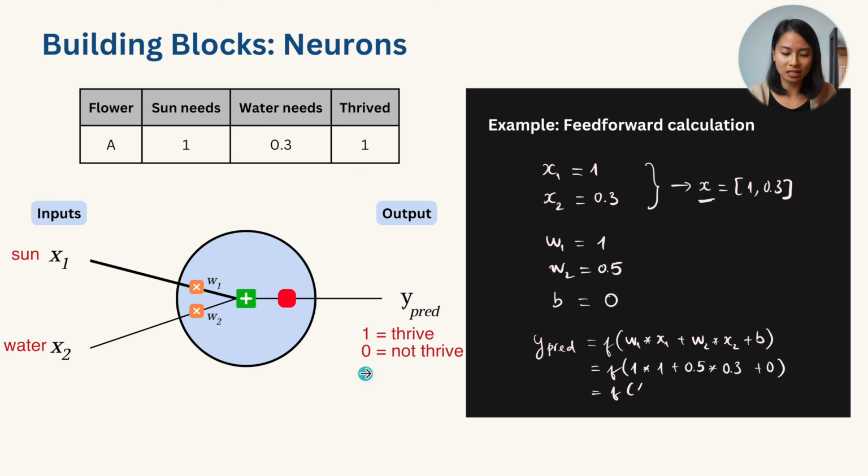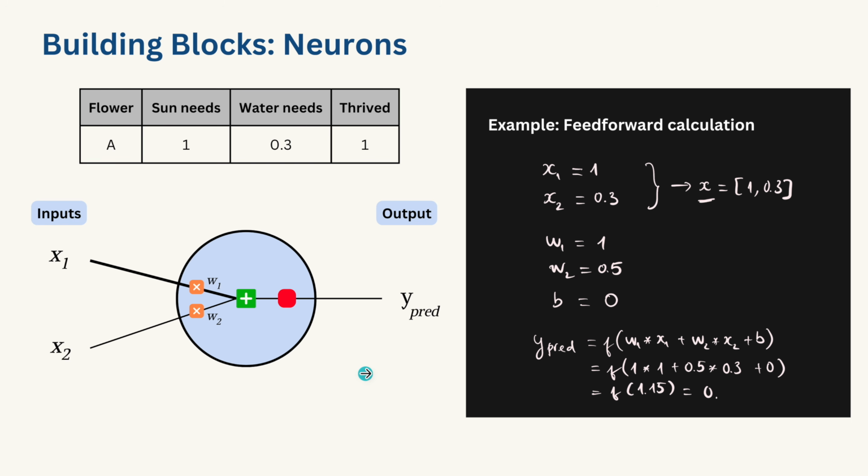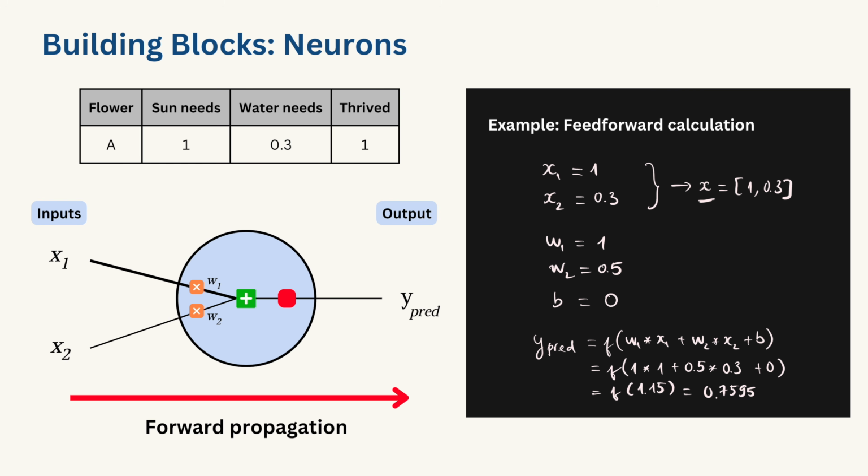And to calculate the sigmoid of this number, we can simply Google for a calculator for the sigmoid function, or we can use a calculator. I'm quite lazy, so I just use an online calculator, and the output is 0.7595. Alright, that's it. This process of passing inputs forward to get an output is known as feed-forward.